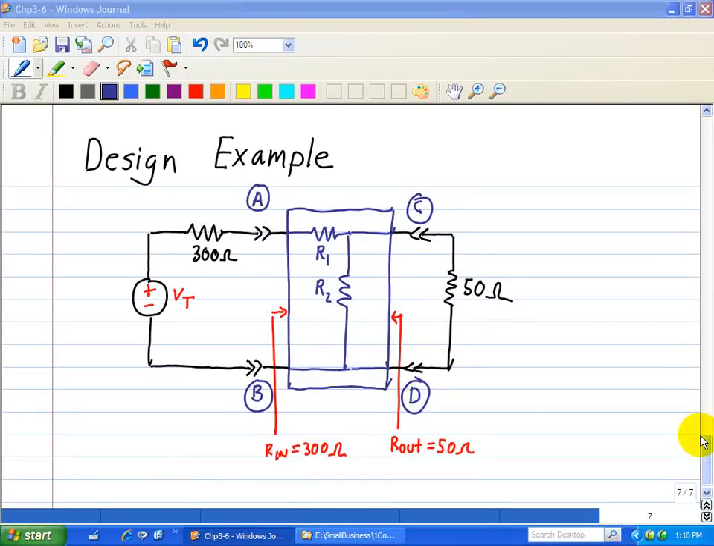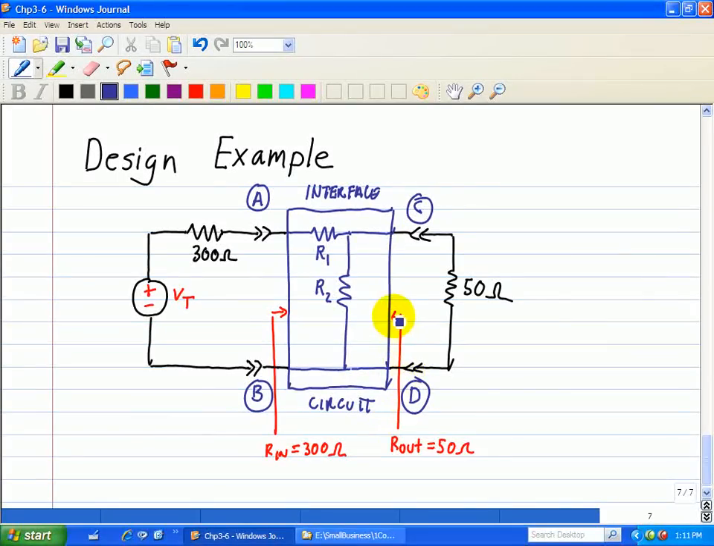In this design example, we're asked to show that the output resistance R out is equal to 50 ohms as seen by this load between terminals C and D. So we have a 50 ohm load, and this 50 ohm load will see looking back at the output port of this interface circuit. So here's our interface circuit that it sees between terminals C and D, a 50 ohm output resistance coming from the interface.